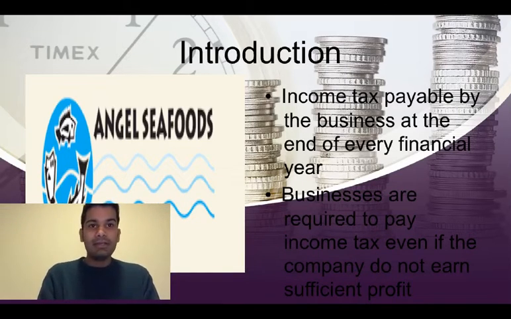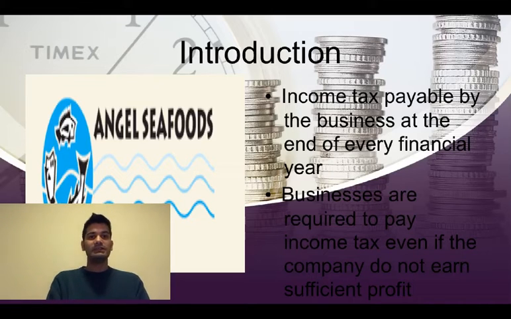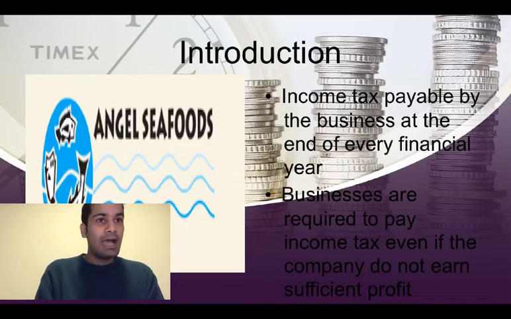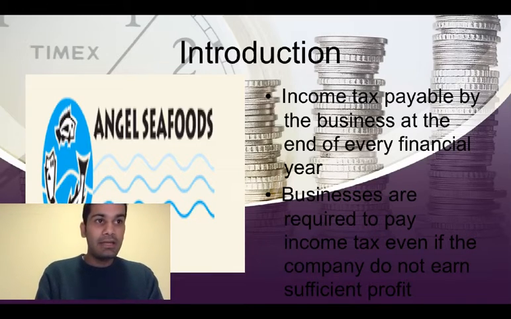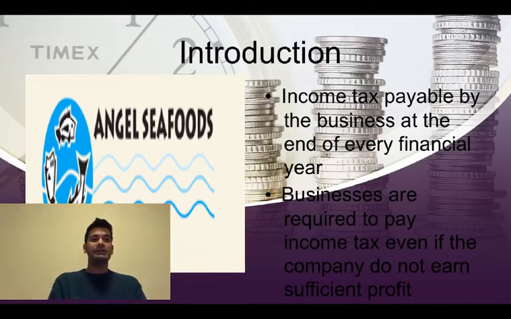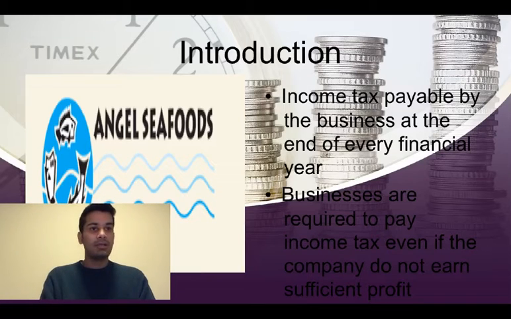The selected company is listed on the ASX, known as Angel Seafood Holdings Limited. Every country has its own rules and regulations for income tax payment. The income tax payable by Angel Seafood Holdings Limited for 2018 and 2019 has been discussed in the report. The company is listed on the Australian Stock Exchange as a public company. Moving on to the next slide.